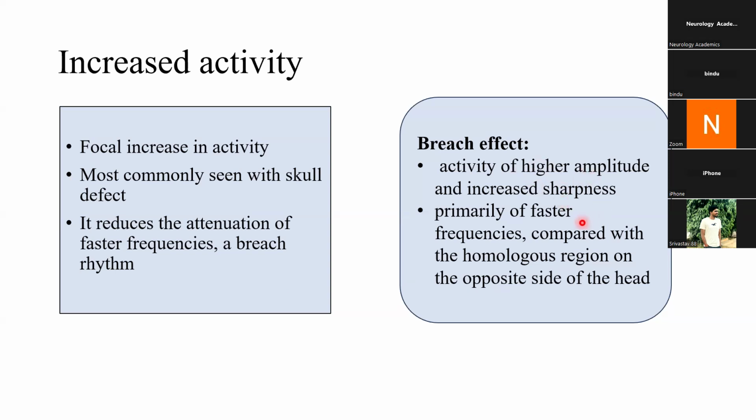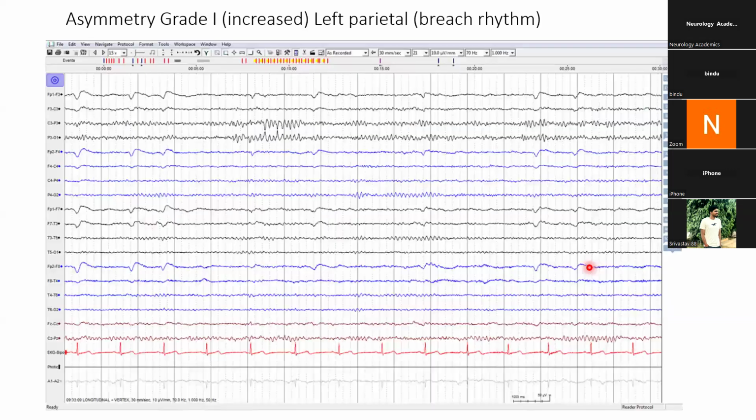That is, activities of higher amplitude and increased sharpness will be expressed, which are primarily of faster frequencies compared with the opposite side of the brain. So here we can see, compared to the opposite side, that is the right side, there is an increased activity in the left centroparietal region.